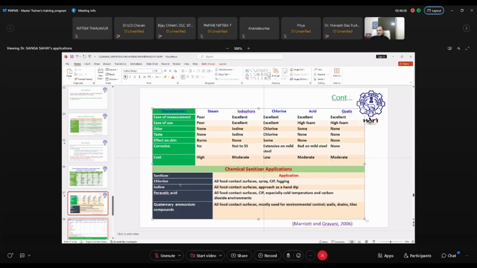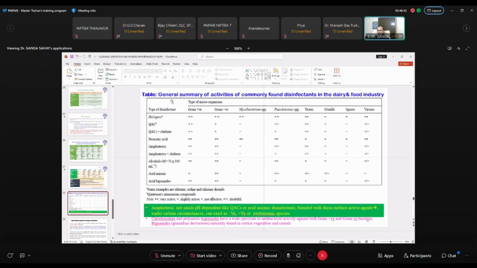Like we could have chlorine for all food contact surfaces, spray, CIP, fogging; iodine for all food contact surfaces. Peracetic acid and QAC can also be used in different environments, for drains and tiles. These are some general summary of the activities of the commonly found disinfectants in the dairy and food industry. Which is applicable for what: very active, slightly active, or not active. Likewise, we can use different sanitizers.